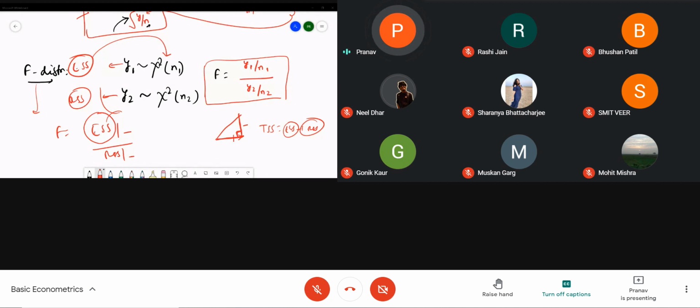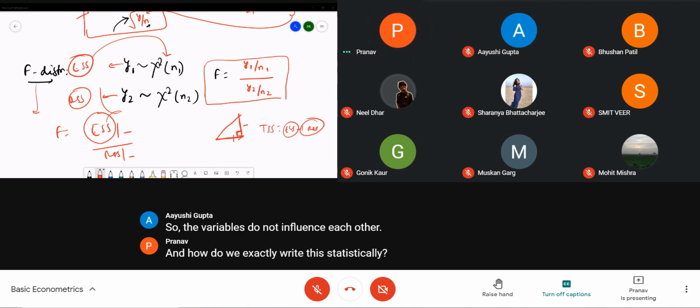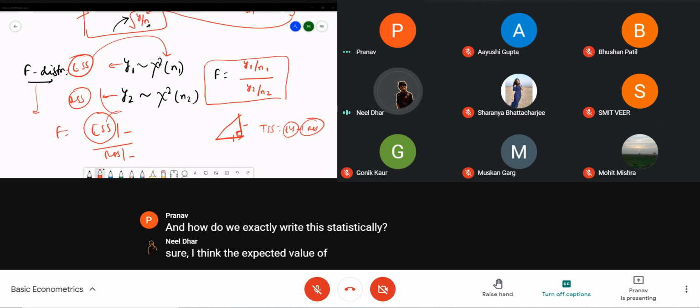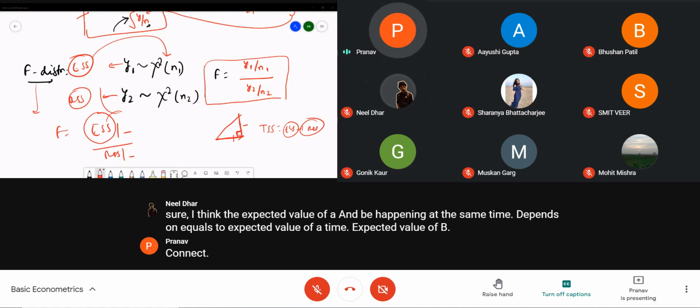Manna, what do you mean by statistical independence? So the variables do not influence each other. And how do we exactly write it statistically? Sir, I think the expected value of A and B happening at the same time equals expected value of A times expected value of B. Correct. Correct.